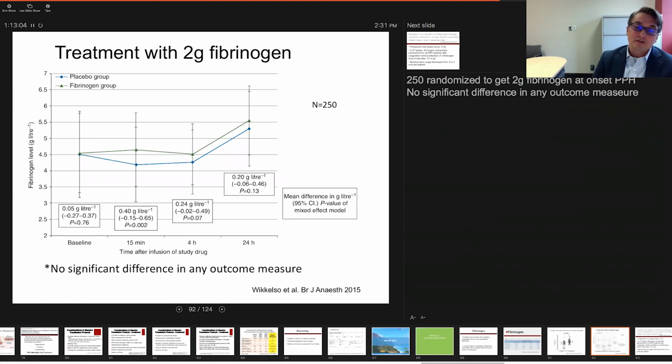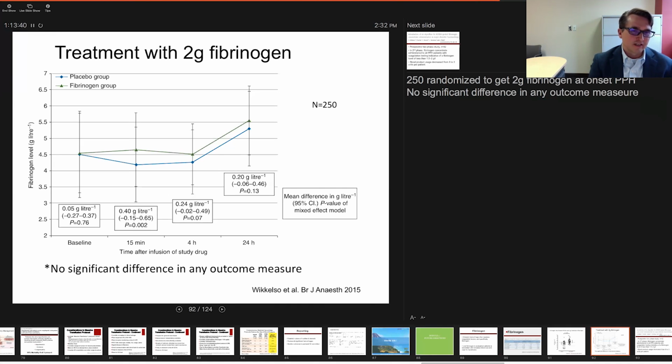So there was another study done that was published in 2015 that looked at treatment of hemorrhaging patients with 2 grams of fibrinogen at the onset of the hemorrhage. So there were 2 groups, and once the hemorrhage started, one group went with the standard care, and the other group got an immediate 2 grams of fibrinogen concentrate.